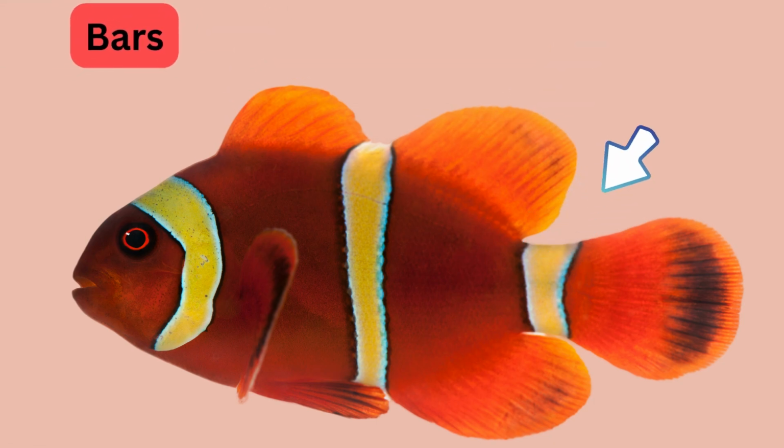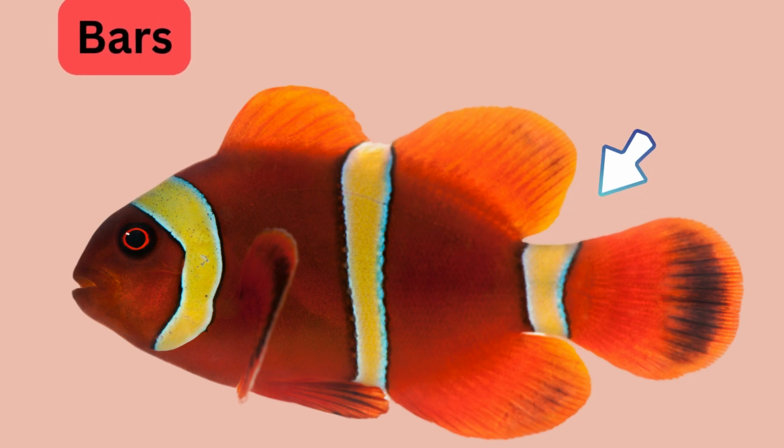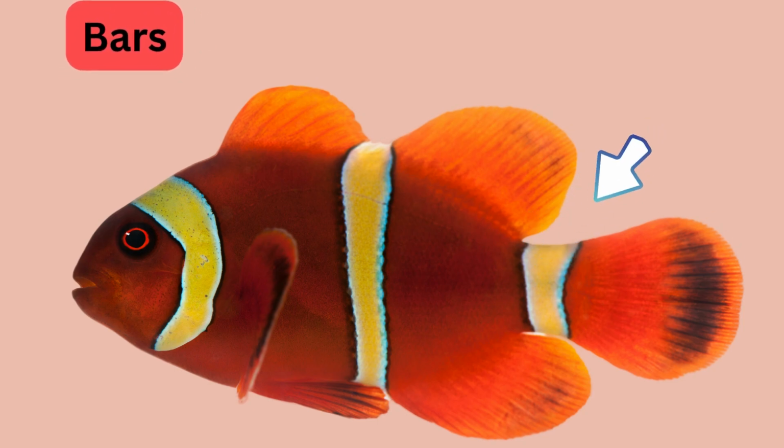Bars. Clownfish have 3 vertical bright white bars with black stripes that break up its outline against the reef and help to disguise it from predators.